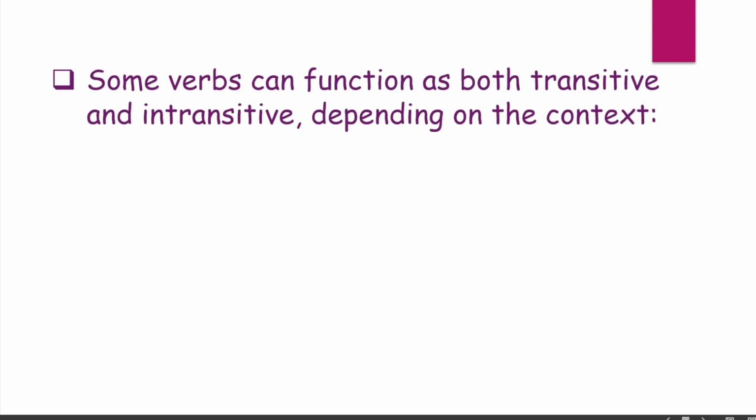Some verbs can function as both transitive and intransitive, depending on the context. For example, she runs every morning. Here, runs is the intransitive verb. The sentence is complete without specifying what she runs, because this does not answer the question what.